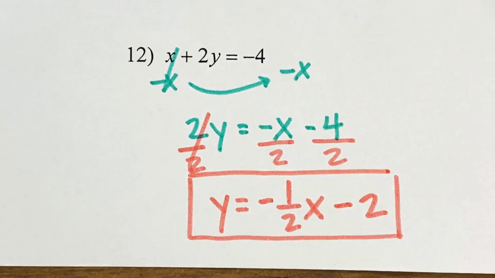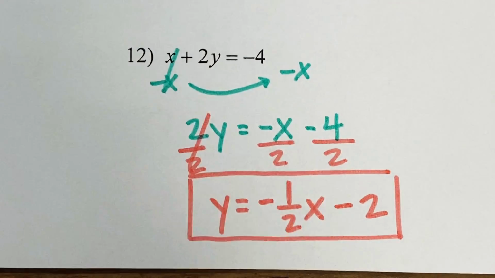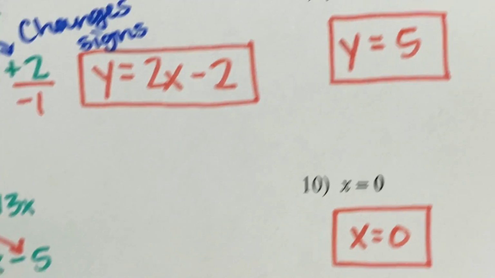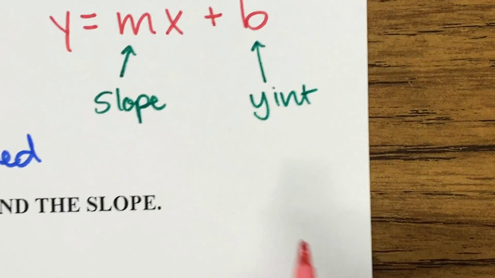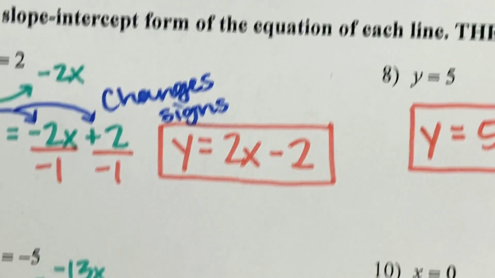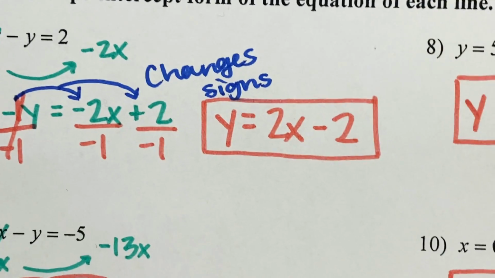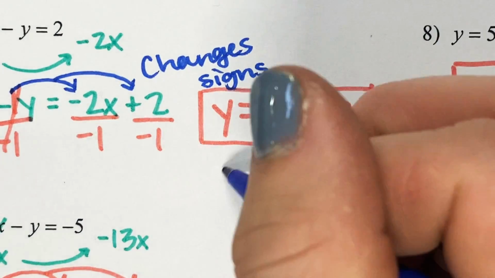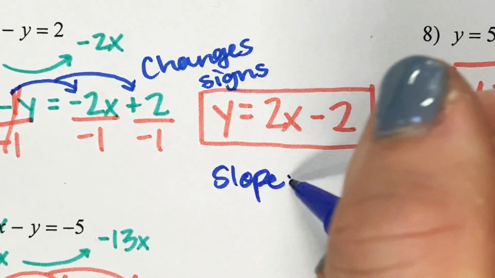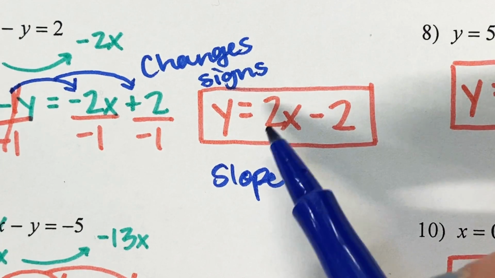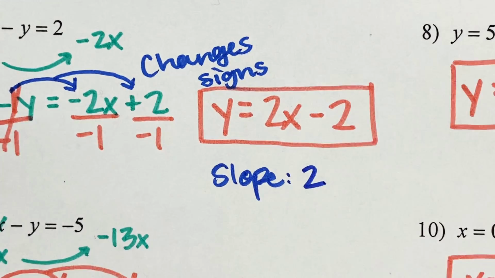Okay, but we're not quite done. Back up in our instructions, it tells us to then find the slope. Okay, so if we know our slope is always right in front of our x, let's go through these and find our slope now that they're in slope-intercept form. Okay, so what is my slope for number 7? What number is right in front of the x? It's going to be 2.